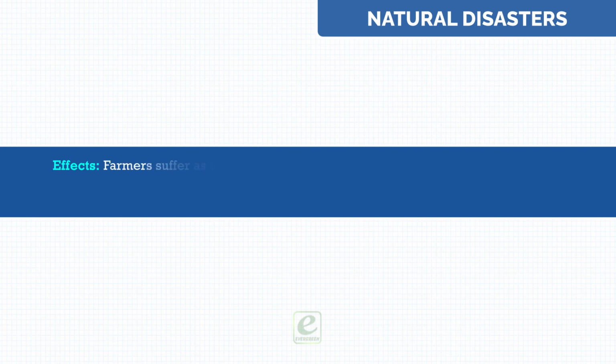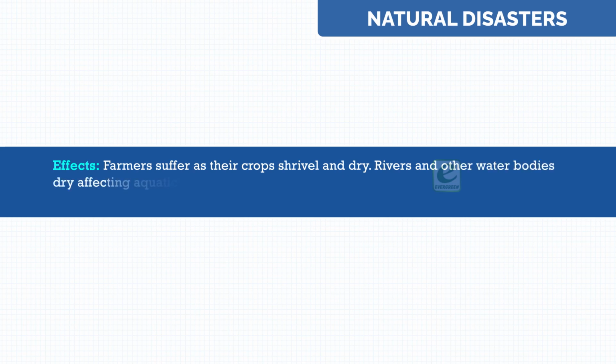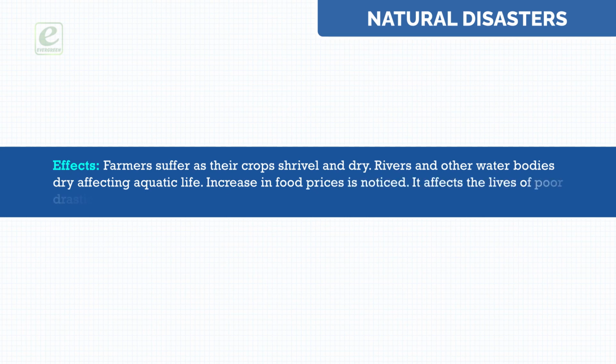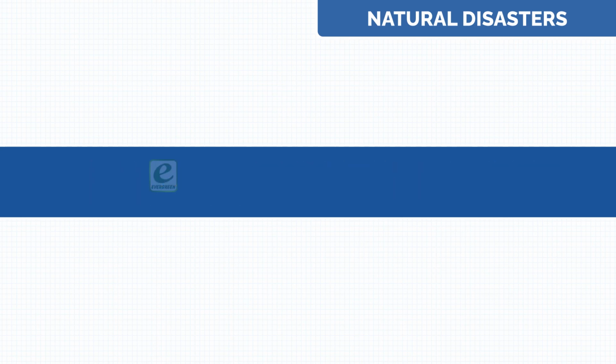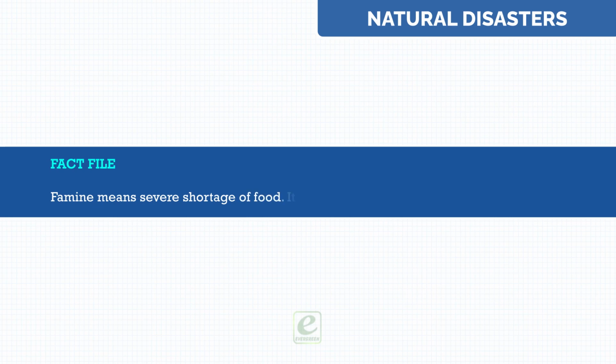Effects. Farmers suffer as their crops shrivel and dry. Rivers and other water bodies dry, affecting aquatic life. Increase in food prices is noticed. It affects the lives of poor drastically as well as animal life. Fact file. Famine means severe shortage of food. It results in widespread hunger and starvation.